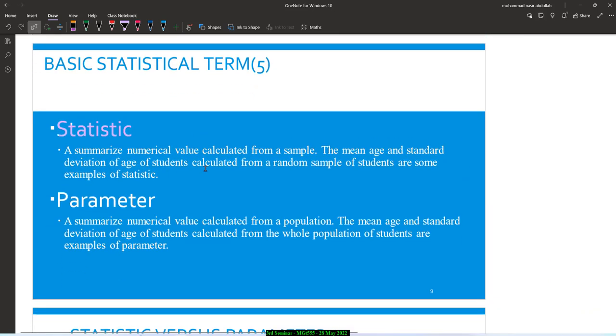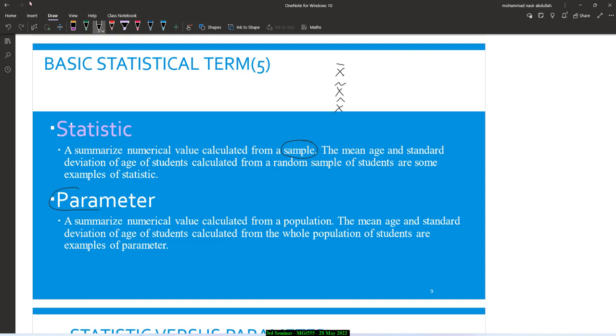But statistic without S is a numerical summary taken from a sample. Let's say you want to measure the mean from the sample. The symbol for mean is X bar, median is X tilde, and mode is X hat. So these are the symbols for a statistic, meaning we are calculating the mean from the sample.